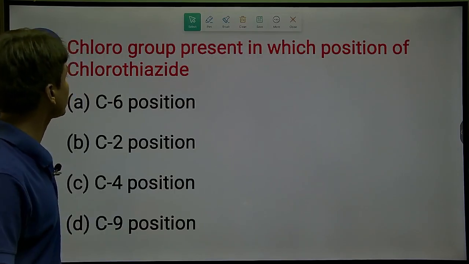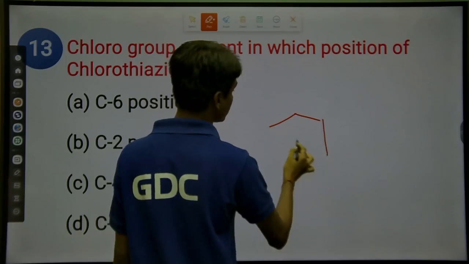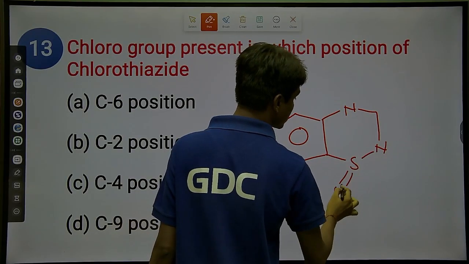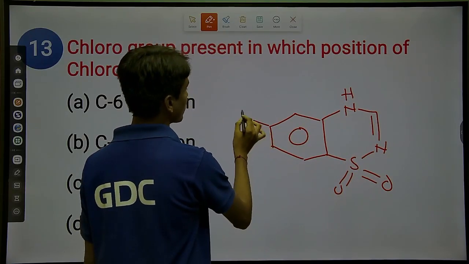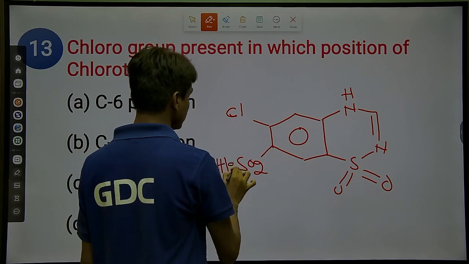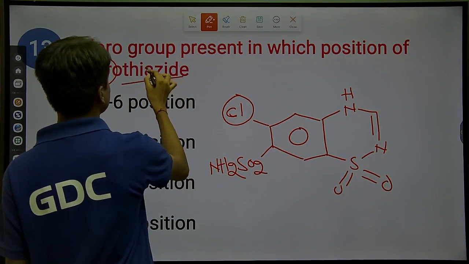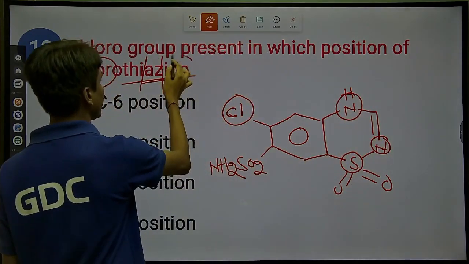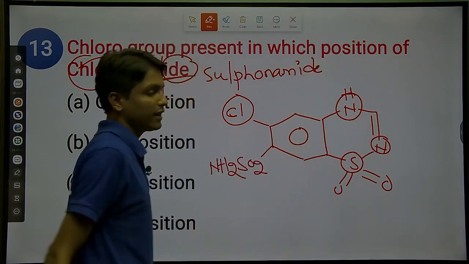Next, in which position is the chloro group present in chlorothiazide? The benzene moiety will be there, with the sulfonamide. This is the structure of chlorothiazide. Chlor means it contains chlorine. Thia is nothing but sulfur, az is nothing but nitrogens, and ide is nothing but the sulfonamide moiety in this structure.